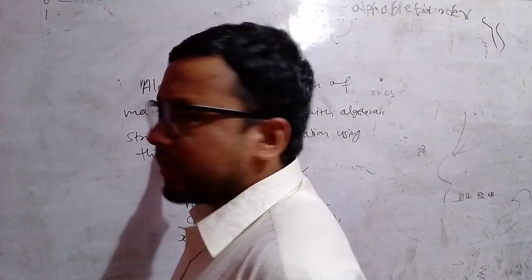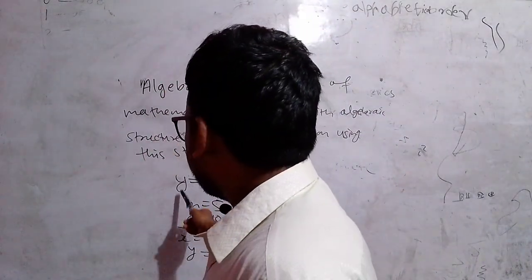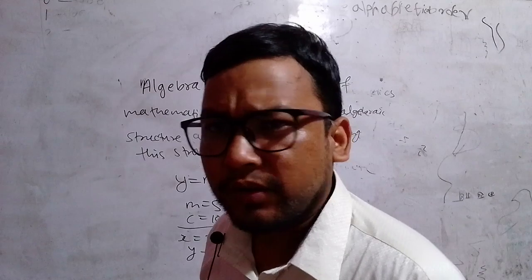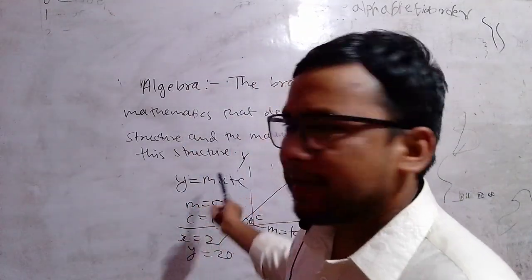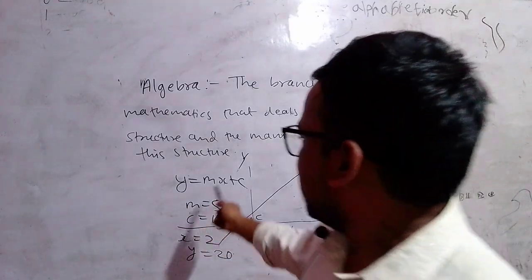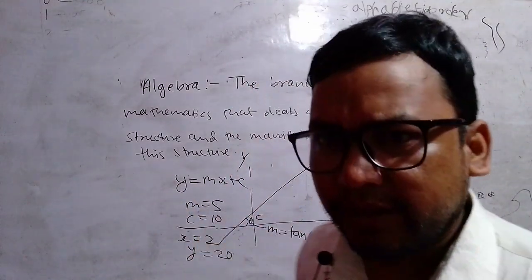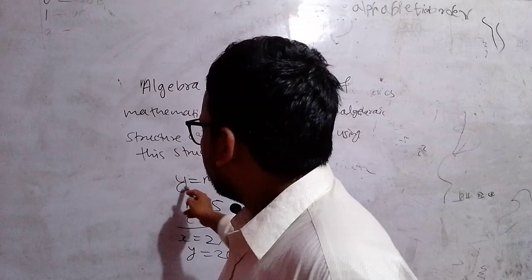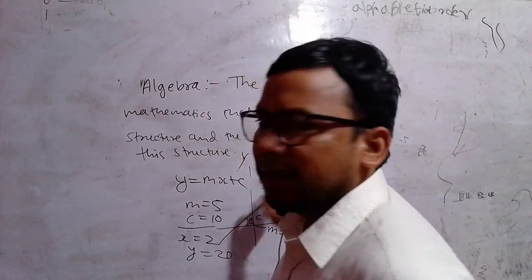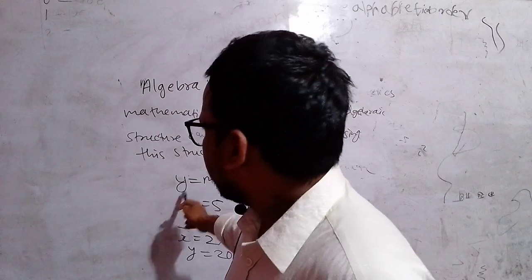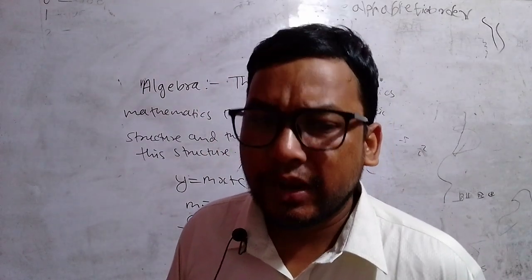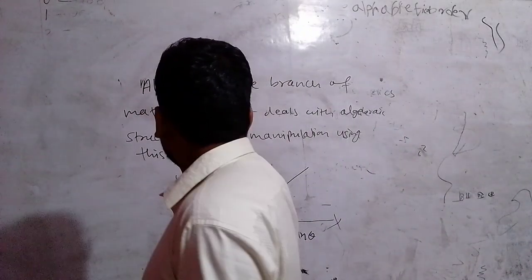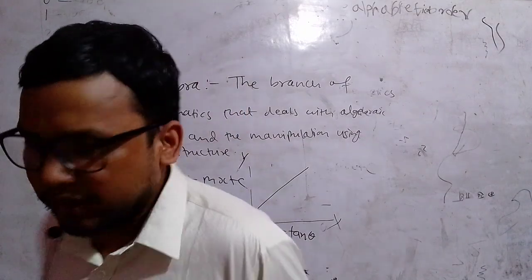Now look here. In this algebra, m and c are the constants. That means they have a fixed value. M and c have a fixed value, so they are called constants. X and y values vary according to the point. Thus, x and y could contain any value for a single line. That means these are the variables. Algebra could contain any value for this variable.